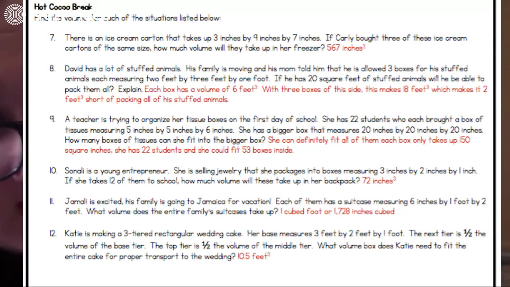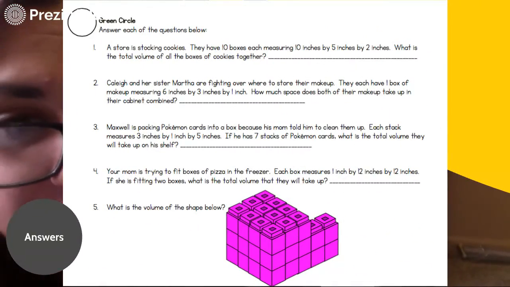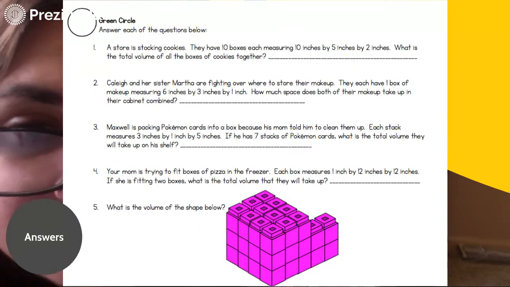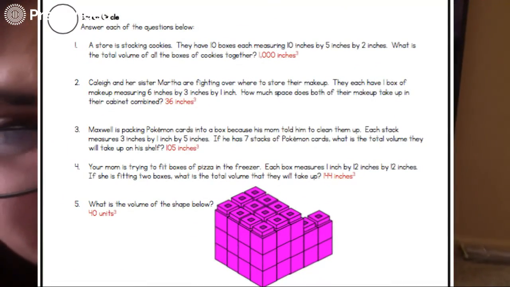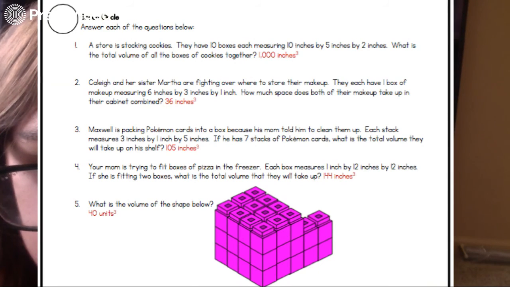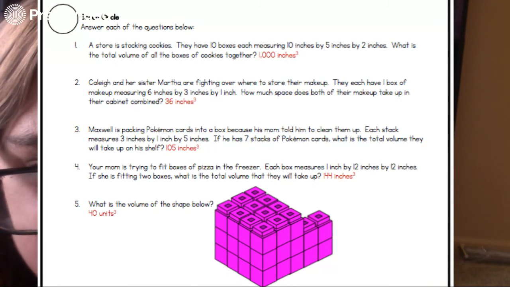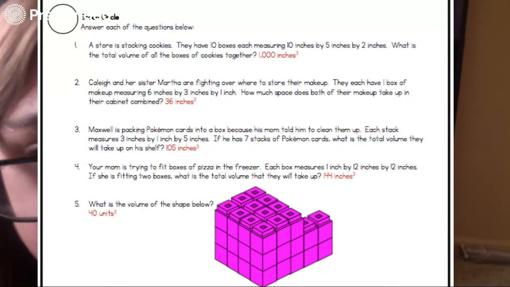All right, so that is the end of this section. You should be able to get the green circle by yourself. I'm projecting it up here right now, so pause and do it on your own. You should be able to do that. Here are the answers. So number 1 is 1,000 inches cubed. Number 2 is 36 inches cubed. Number 3 is 105 inches cubed. Number 4 is 144 inches cubed. And number 5 is 40 inches cubed, units cubed.